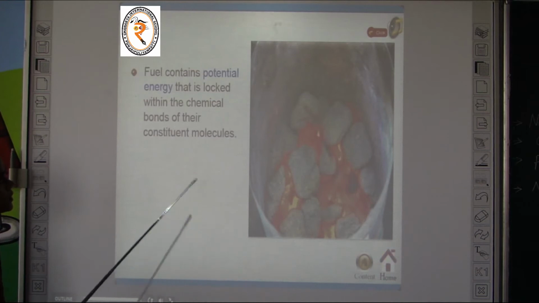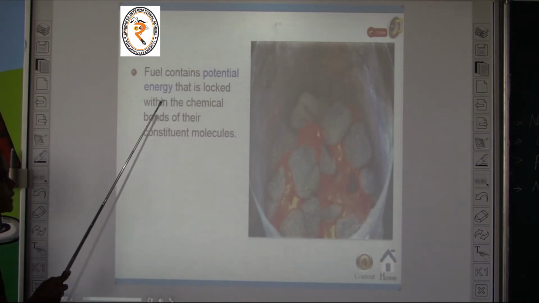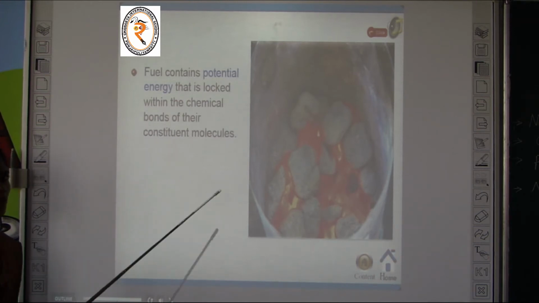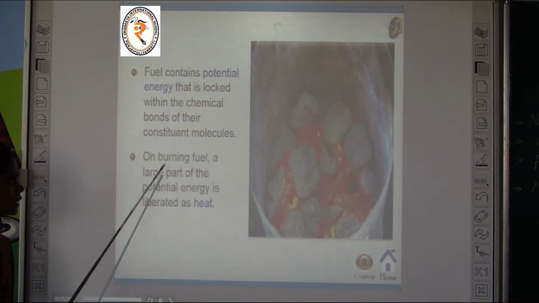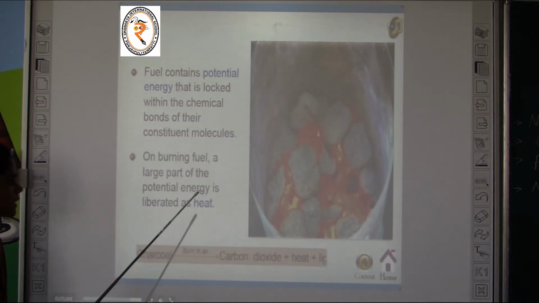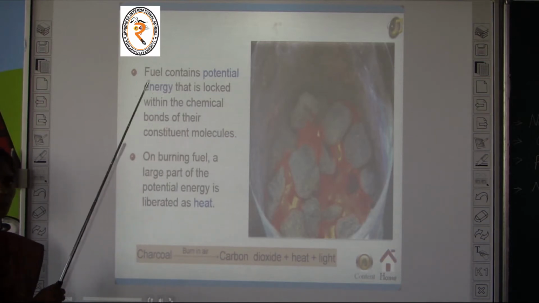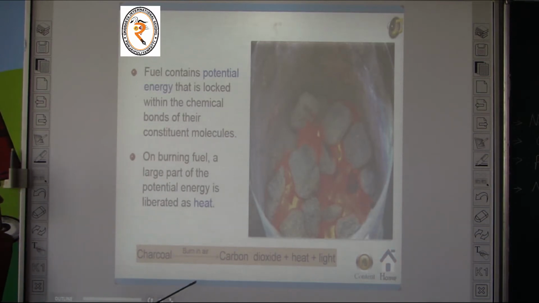Okay. See, fuel contains potential energy that is locked within the chemical bonds of its constituent molecules. On burning fuel, a large part of the potential energy is liberated as heat. So fuel is a type of, it gives energy. Which energy does it give? It gives heat energy. And it stores its energy as potential energy. See, charcoal burning in air gives carbon dioxide plus heat plus light. Mainly it gives what energy? Heat energy. Okay. And the next one.